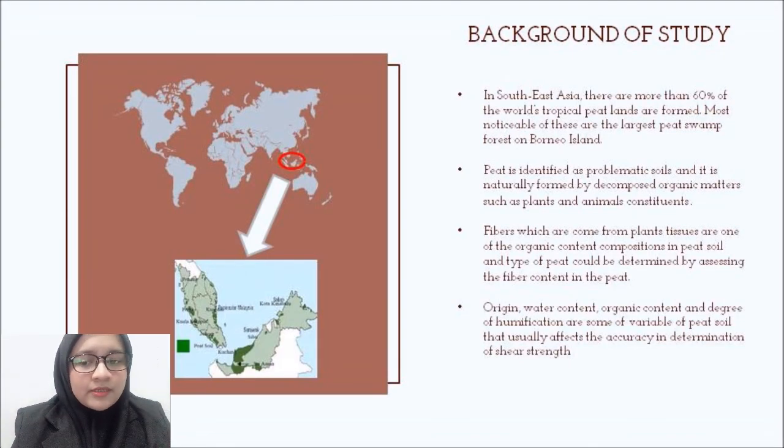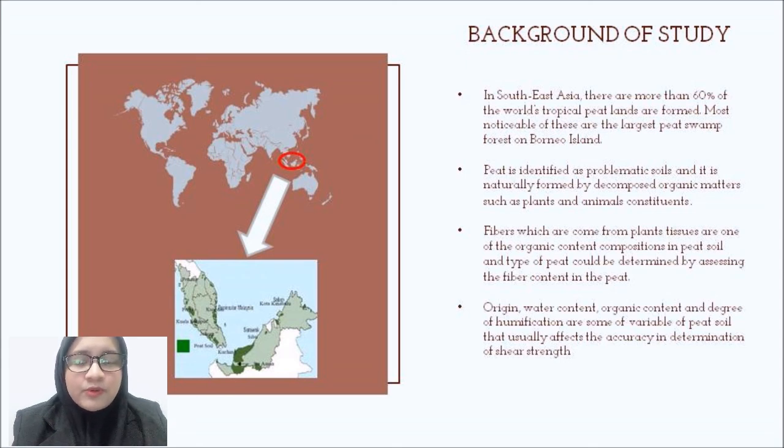So, what is peat? The definition of peat varies depending on the fields. For example, soil scientists define peat as organic soil with organic content of greater than 35%. However, in geotechnical engineering, peat is defined as an organic soil with organic content of greater than 75%. Peat can be found throughout the world. In Southeast Asia, more than 60% of the world's tropical peatlands are formed. Most noticeable of these is the largest peat swamp forest on Borneo Island.